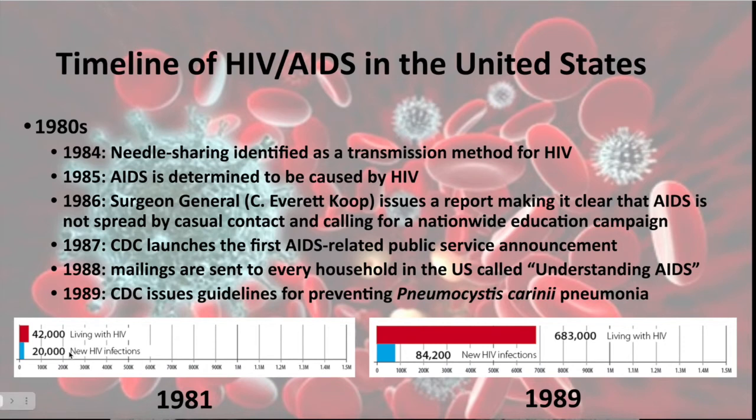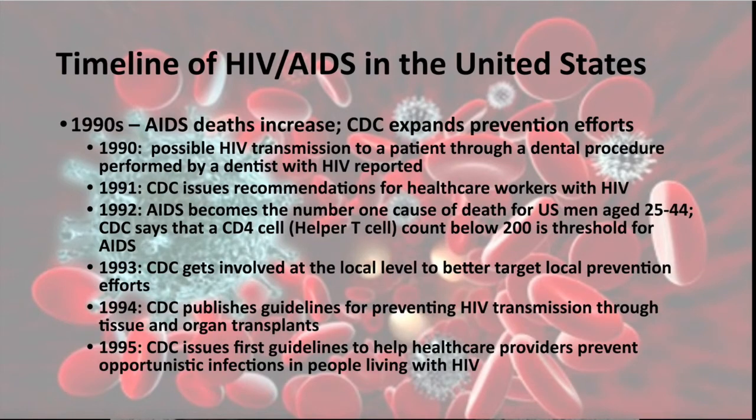And here we can see people living with HIV and new HIV infections compared to the end of that decade. The rate increased quite a bit, and new HIV infections were also increasing. In the 90s, AIDS deaths increase. The CDC expands their prevention efforts to try to keep people from contracting HIV.